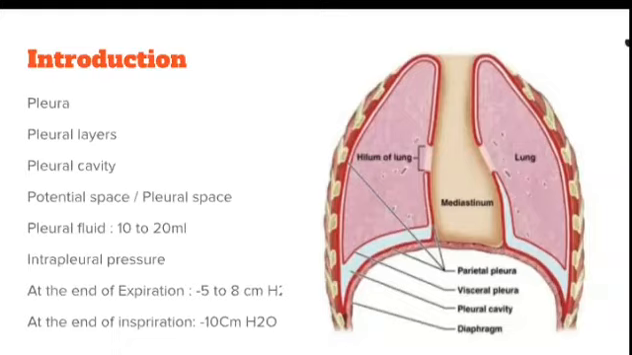So this intrapleural space contains negative pressure. At the end of expiration, it is around -5 to -8 centimeter H2O, and at the end of inspiration it is around -10 centimeter of H2O.